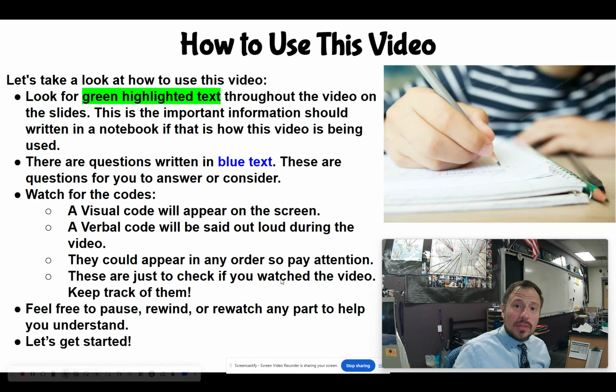Now, throughout the video, there's going to be blue text. Those are questions for you to consider or for you to practice the material. And throughout this video, there are going to be two codes. There's going to be one that's a visual code that shows up on the screen and one that's a verbal code said by myself. They can happen in any order, so pay attention.